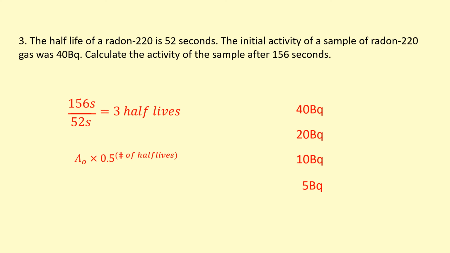Another way to think about this is to do the initial activity times 0.5, basically half, to the power of the number of half-lives. So if we take the initial activity 40, times half to the power of 3 half-lives, we get the same answer, 5 becquerels.